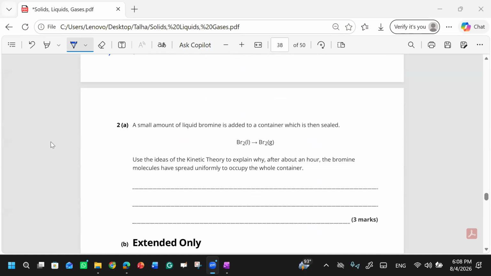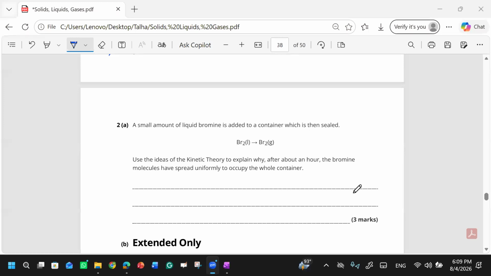A small amount of liquid bromine is added to a container, which is then sealed. Use the ideas of the kinetic theory to explain why, after about an hour, the bromine molecules have spread uniformly to occupy the whole container. You understood what they're saying? They want to know about the kinetic theory, what will happen after an hour to the bromine molecules. How will this process occur?